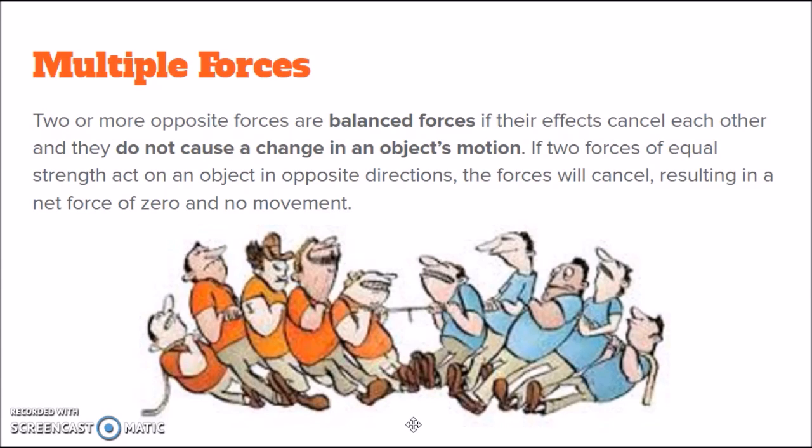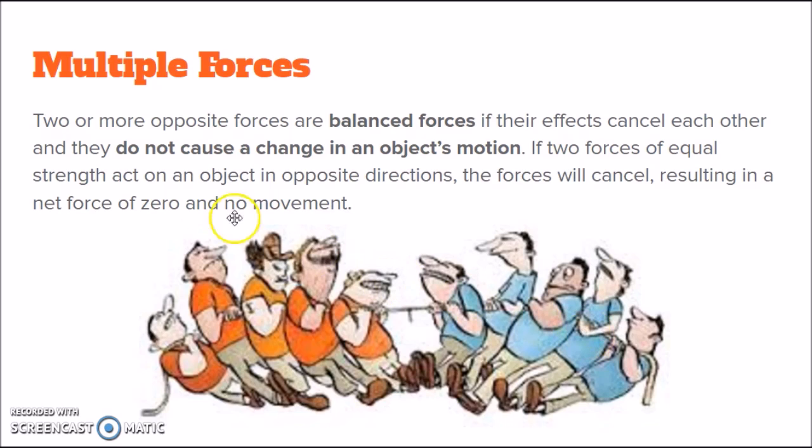Two or more opposite forces are balanced forces if their effects cancel each other and do not cause an object's motion. So if two forces of equal strength act on an object in opposite directions, the forces will cancel, resulting in a net force of 0 and no movement. If you have a tug of war and the two teams are exactly balanced, the rope doesn't move anywhere. That's because one team is pulling one way, the other team is pulling the opposite way, and the forces cancel each other out, so it doesn't move.